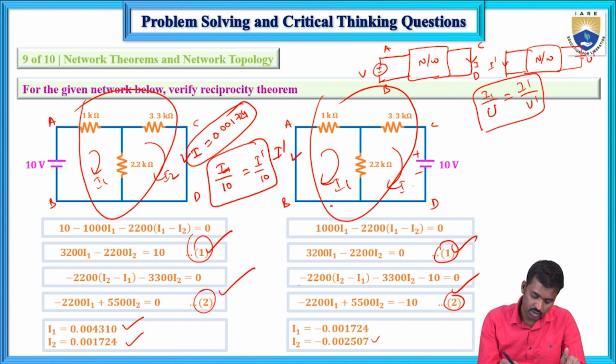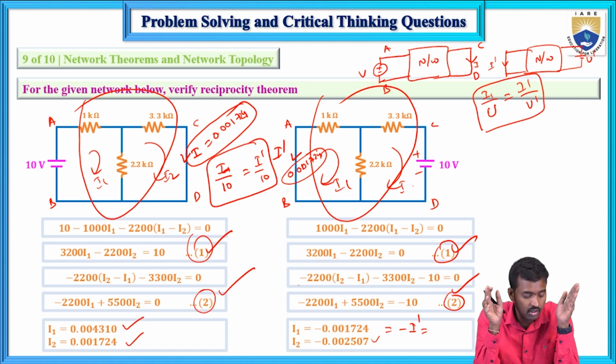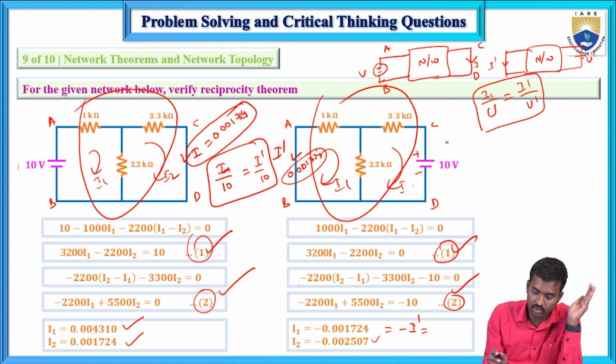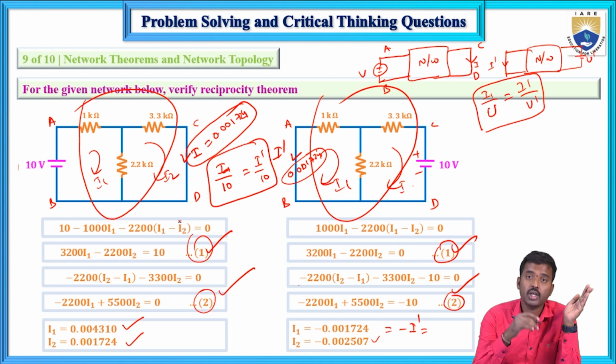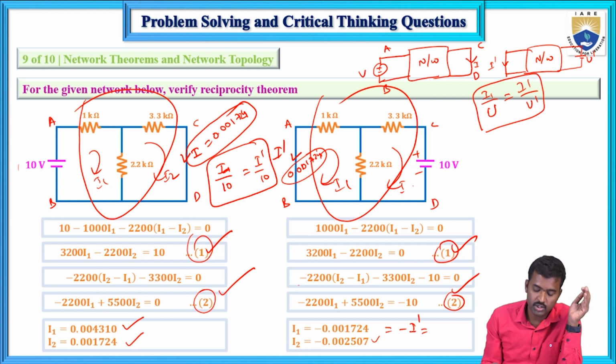I1 value is minus, meaning I1 equals minus I dash. From this we can say that I dash equals 0.00174. Now if you see, the ratio of response to the excitation is the same, but here I considered only 10 volts and here 10 volts. Same voltage means the first circuit current and second circuit current are the same. So now the reciprocity theorem is verified.